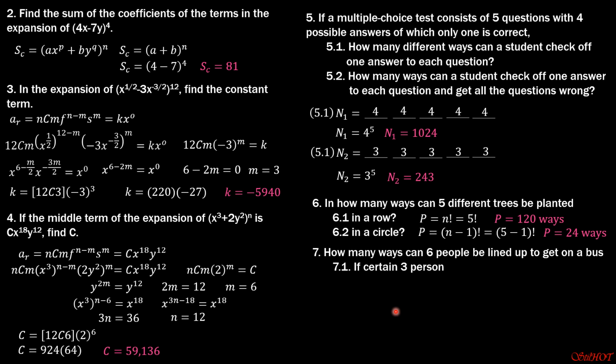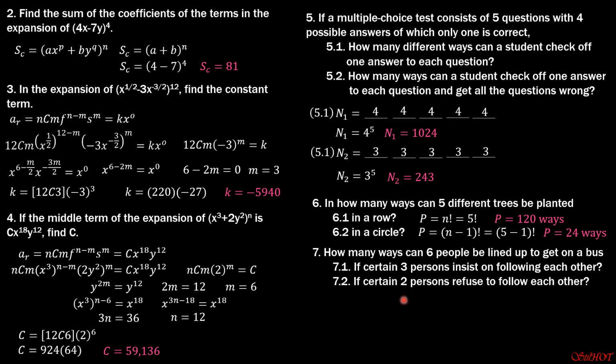Problem 7. How many ways can 6 people be lined up to get on a bus if certain 3 persons insist on following each other, and if certain 2 persons refuse to follow each other? So for the first part, this is permutation by groups. We group the 3 and we have another 3 groups, but each group has 1 member. For the first group, there are 3 members. So it's like an arrangement of 4 different things taken all at a time. So 4 at a time because we have 4 groups, 4 factorial.